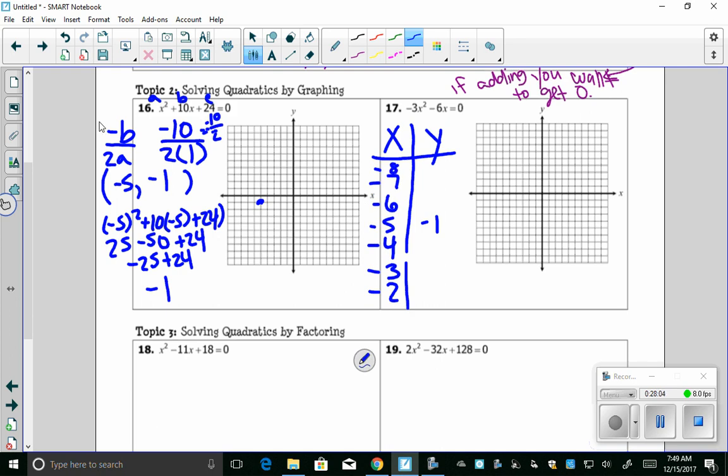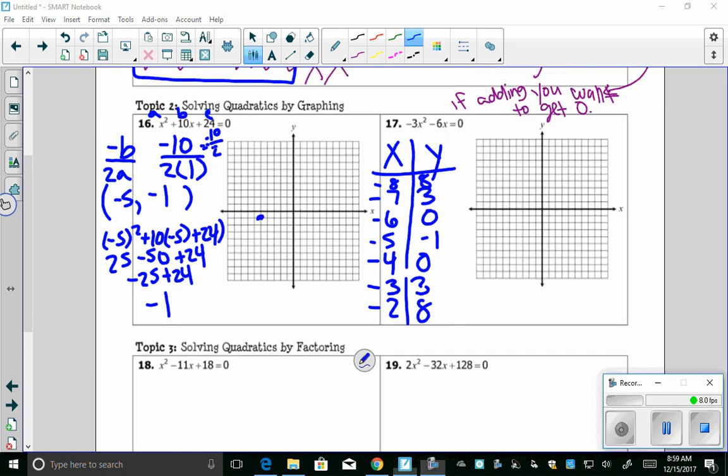And then using your calculator, you're going to finish filling out the chart. If you plug in negative 6, you get 0. Plug in negative 4, you get 0. Plug in negative 7, you get 3. And negative 3, you get 3. If you don't get these answers, please let me know and I will come help. And for the last two, it's 8.